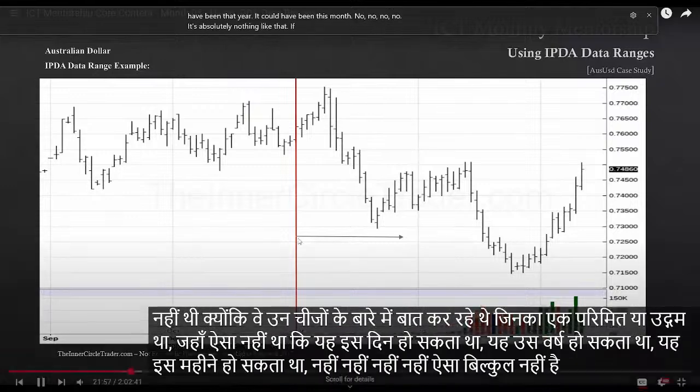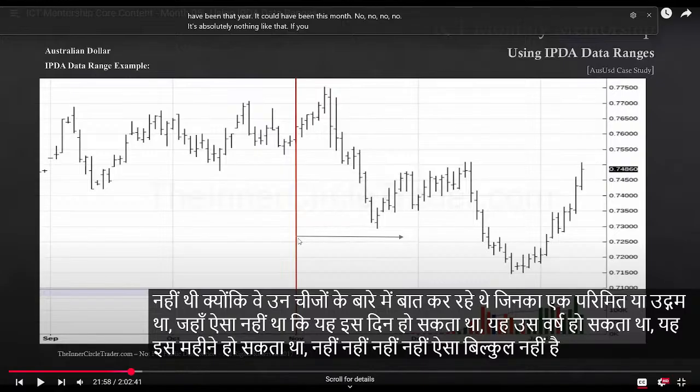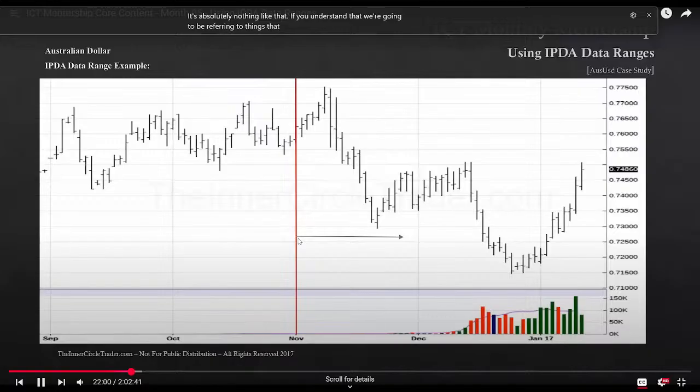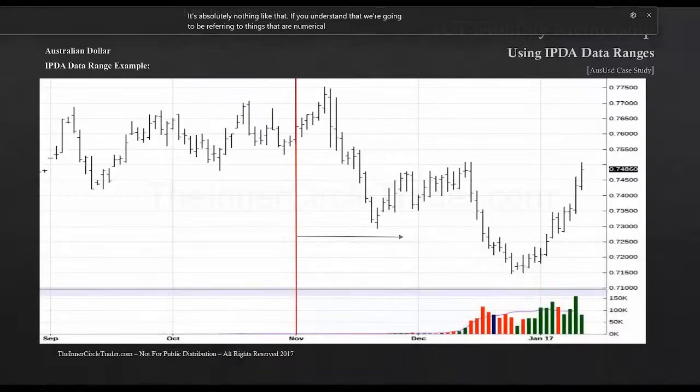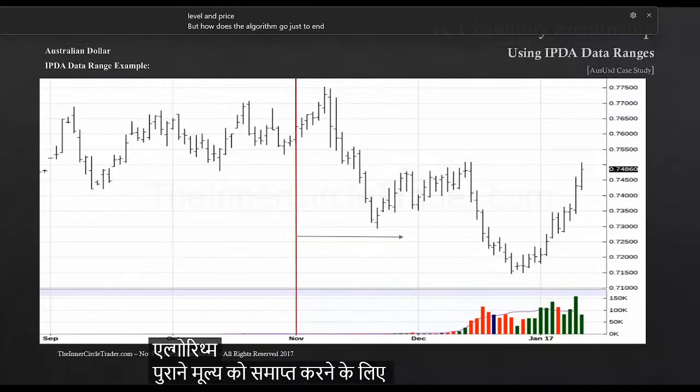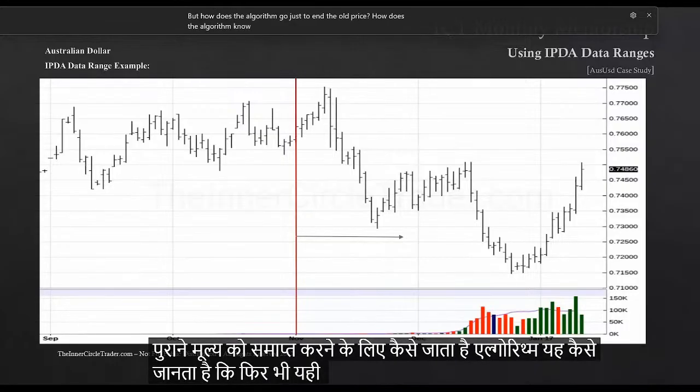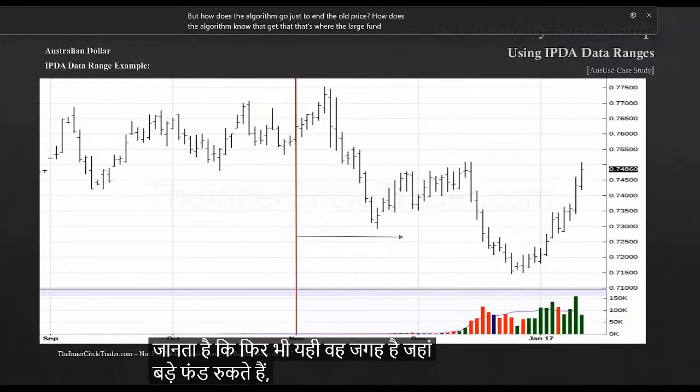If you understand it, we're going to be referring to things that are numerical, they are price related, they are value based. That means we have to look at a specific level in price. But how does the algorithm go to that old price? How does the algorithm know that that's where the large fund stops are?